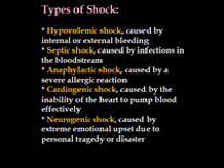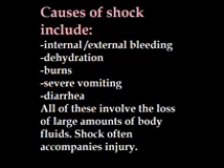Types of shock: hypovolemic shock, caused by internal or external bleeding; septic shock, caused by infections in the bloodstream; anaphylactic shock, caused by severe allergic reaction; cardiogenic shock, caused by the inability of the heart to pump blood effectively; neurogenic shock, caused by extreme emotional upset due to personal tragedy or disaster. Causes of shock include internal or external bleeding, dehydration, burns, or severe vomiting and diarrhea. All of these involve the loss of large amounts of body fluid.